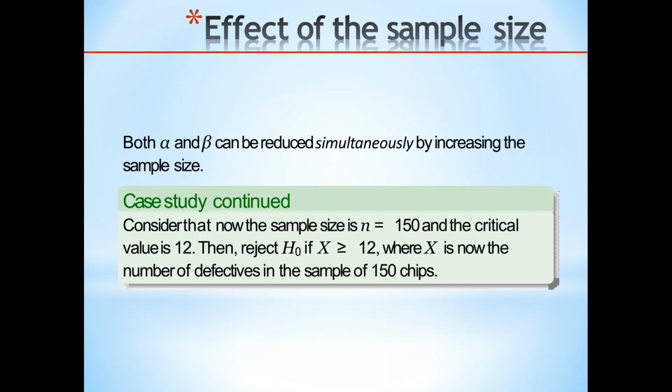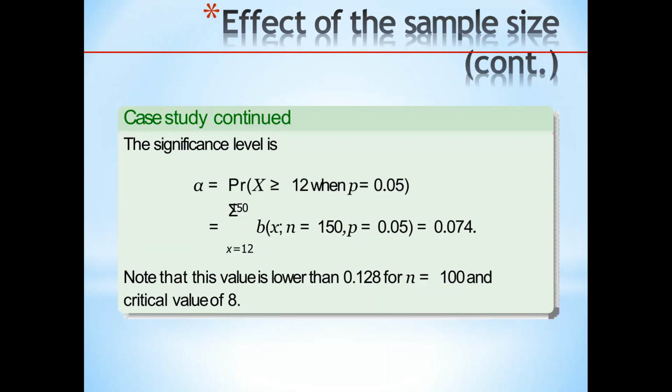I am going to discuss the effect of sample size on alpha and beta. Both alpha and beta can be reduced simultaneously by increasing the sample size. From the previous example, we see that the value of n was 100. If we increase the value of n from 100 to 150 and the critical value is 12, then we will reject H0, the null hypothesis, if x is greater than or equal to 12, where x is now the number of defectives in the sample of 150 chips.